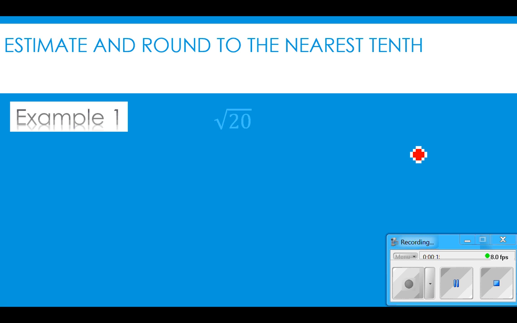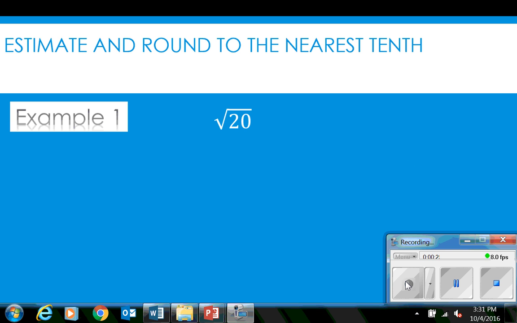For example 1, we are going to find the estimate rounded to the nearest tenth of the square root of 20. Just like yesterday, we're first going to break it down in between what two perfect squares the square root of 20 is in, and then go further to what two integers the square root of 20 is between.